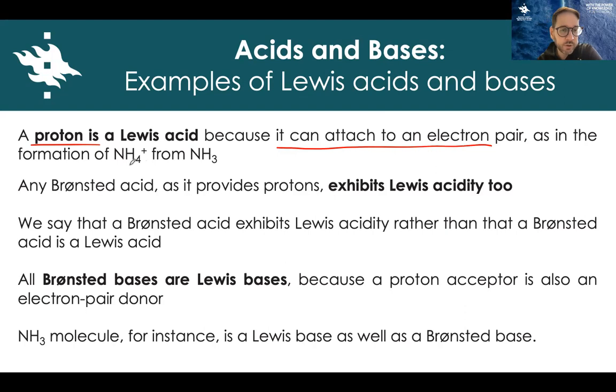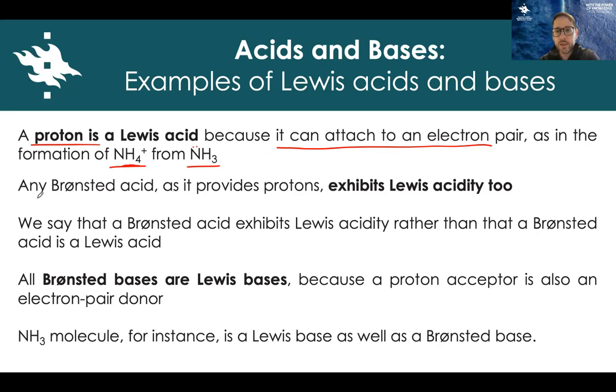As in the formation of the ion ammonium from ammonia. So here, what happens is that ammonia has an electron pair, and this pair of electrons is donated to the hydrogen species, and then the hydrogen receives the electrons in the formation of ammonium from ammonia.